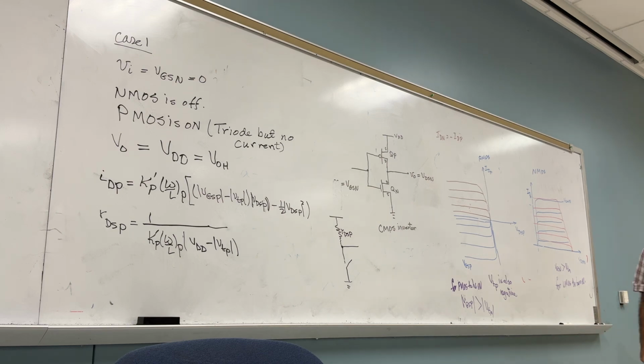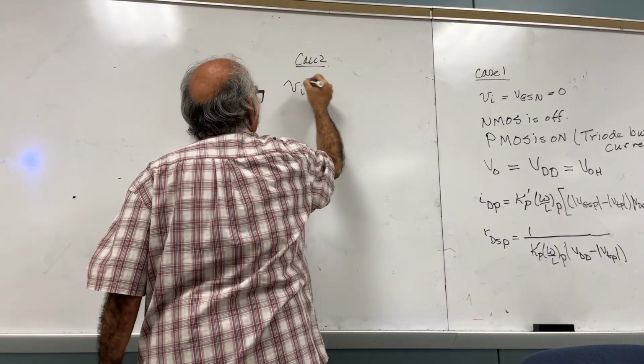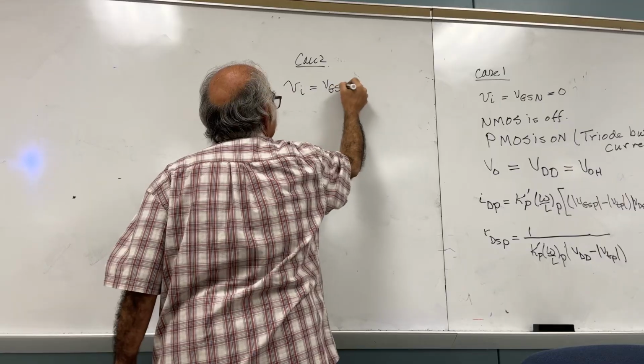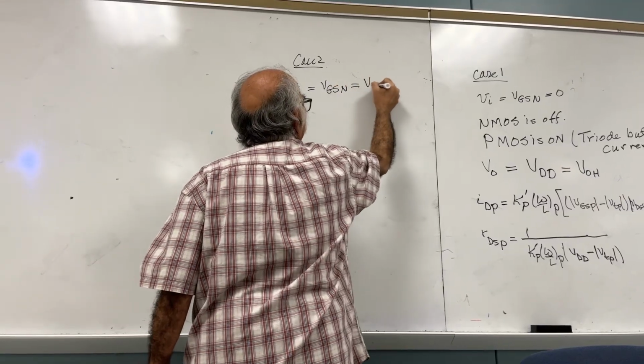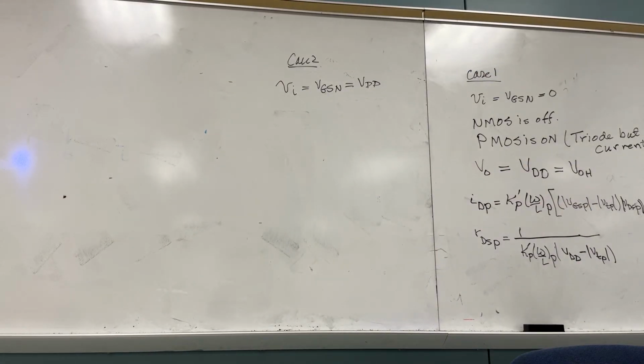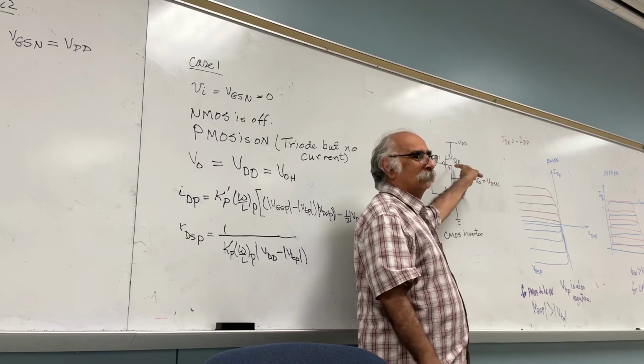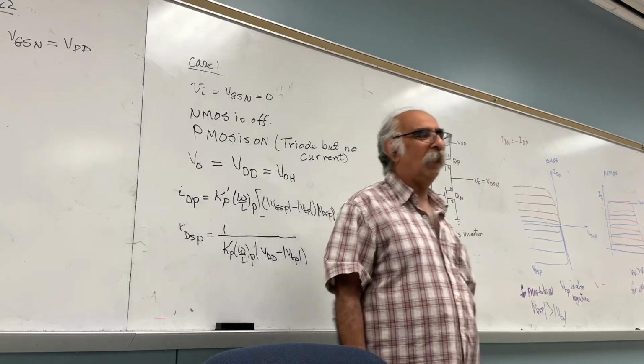Now, did you understand this extreme case? What is the other extreme case? Case 2. What is Vn? VGSN equal to what? VDD. Yes? VDD, high. Okay, help me. On or off? On. Why off? Can you tell me why off?